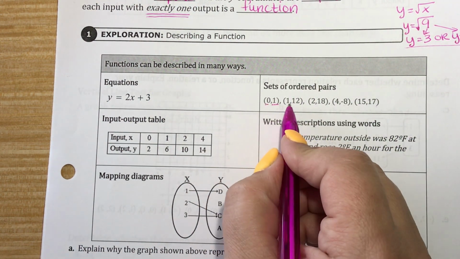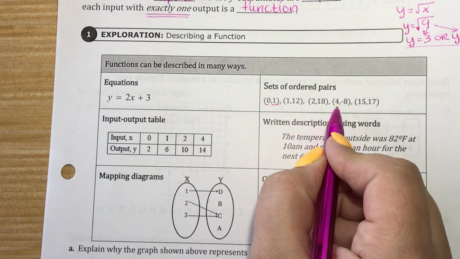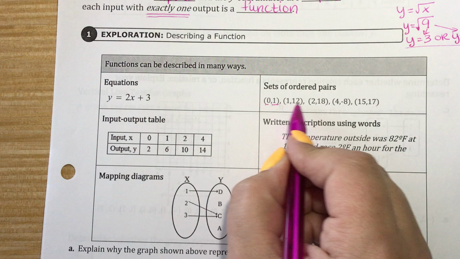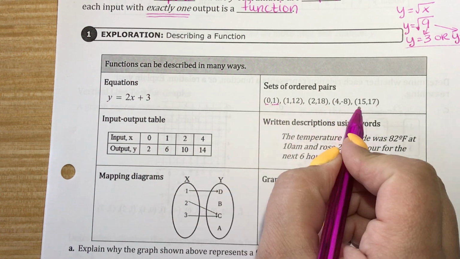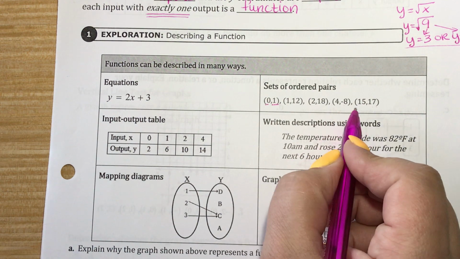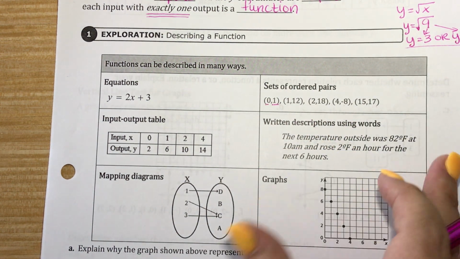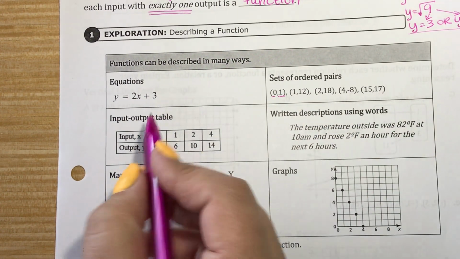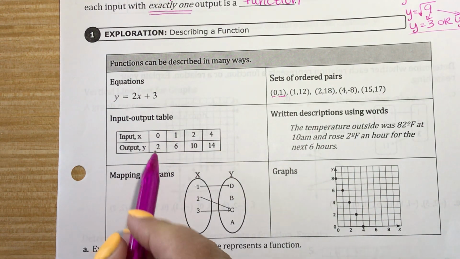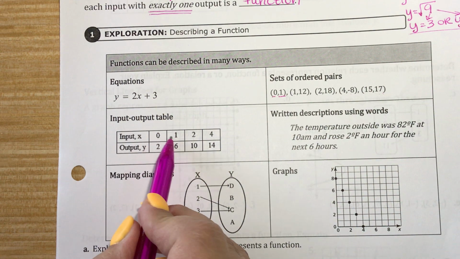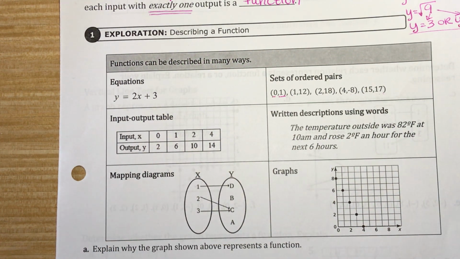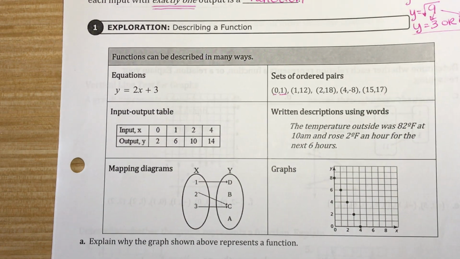So I've got 0, 1, 1, 12, 2, 18, 4, negative 8, 15, 17. So 0, 1, 2, 4, 15. My X values never repeated, and more importantly, they never repeated with different answers or different outputs. So this is a function. Same thing here in this input-output table. I see that my X values do not repeat. They're never paired up, the same X with two different answers or two different outputs. So that's a function.